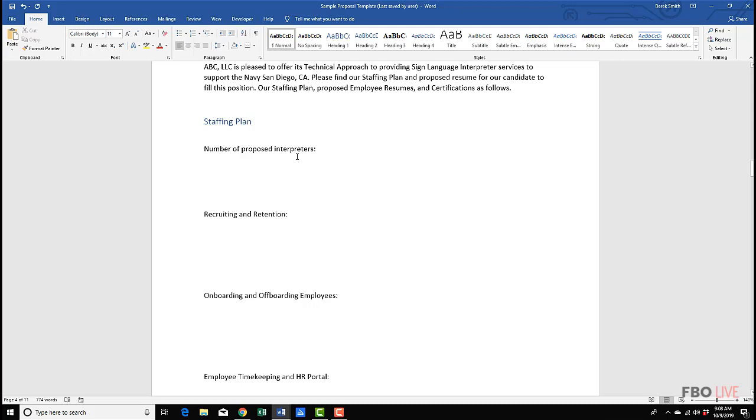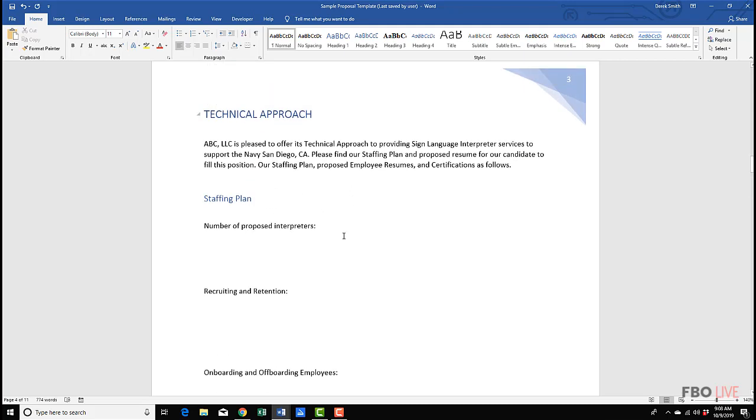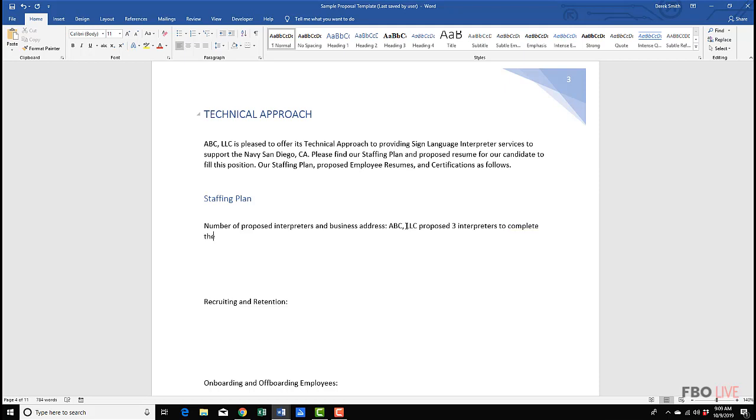I'm actually wanting you to include it in the number of proposed interpreters and business address, because this is really going to go hand in hand. I know they're two different things, and it's kind of weird to combine, but you're going to go on to say ABC LLC proposes 3 interpreters to complete the requirement in accordance with the statement of work.